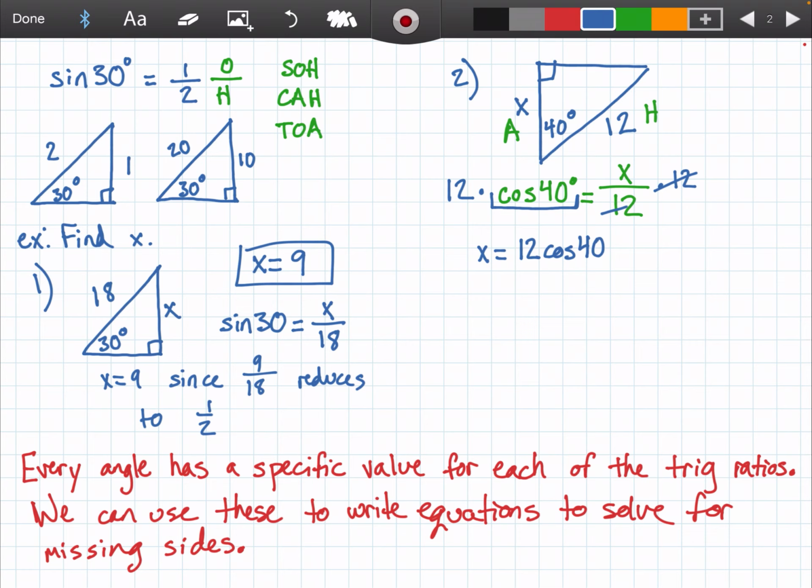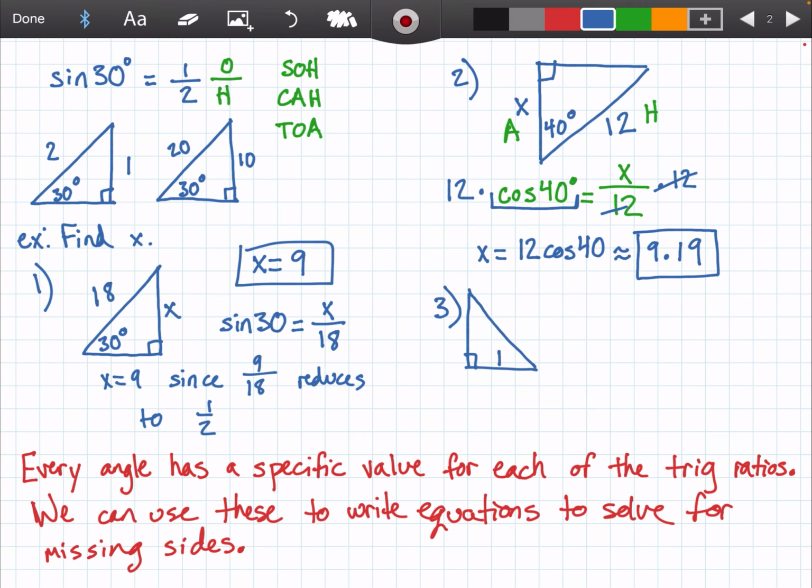And that I can just type into my calculator. 12 cosine 40. And I get 9.19. The little squiggly equal sign means approximate. That means I've rounded. So actually not too bad. Just some good times in your calculator.